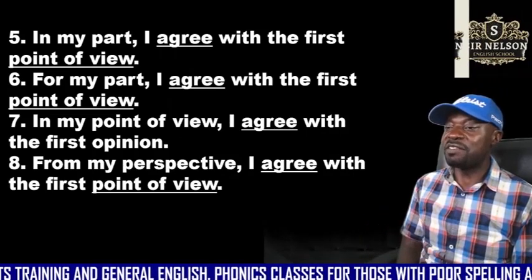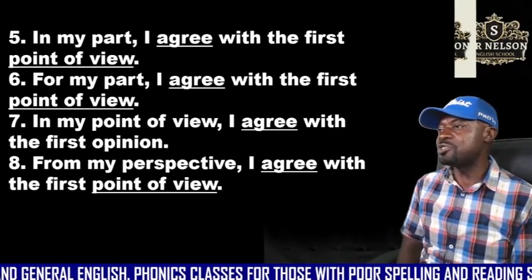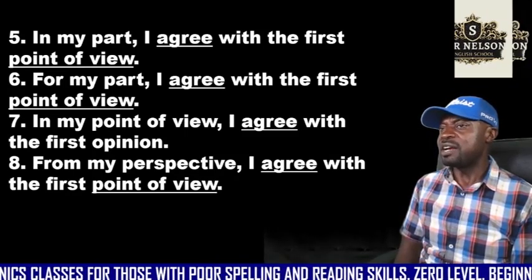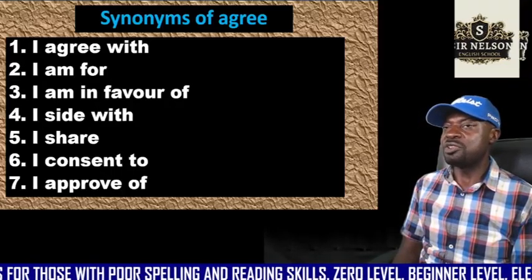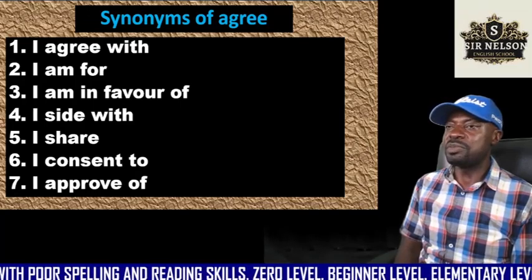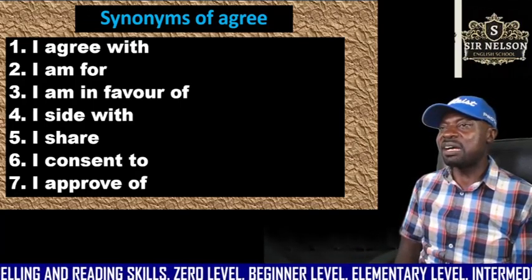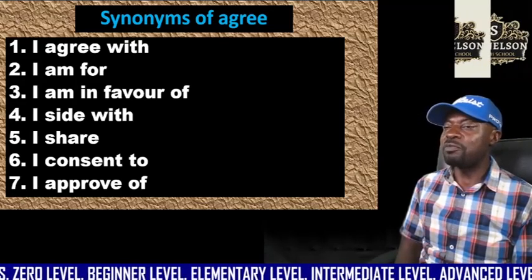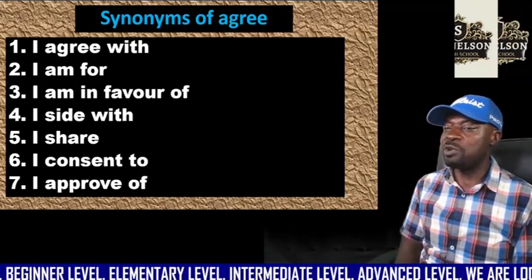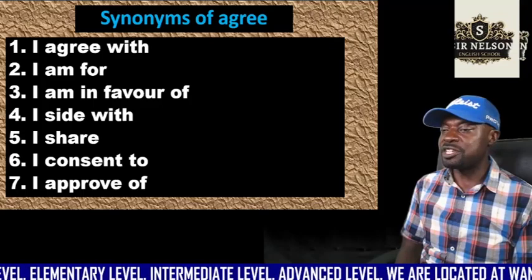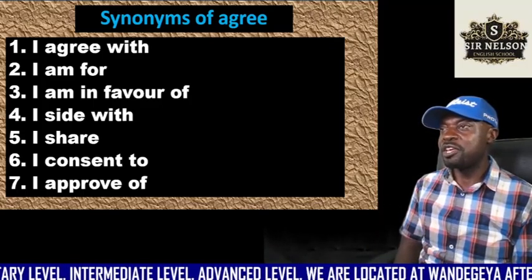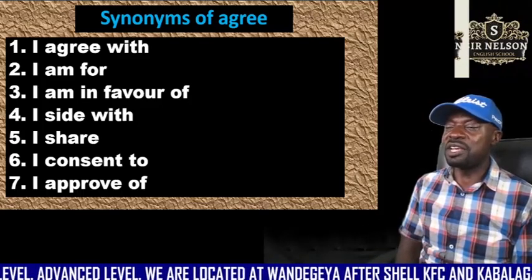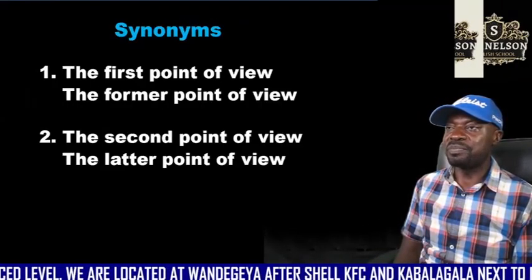Number 5, 6, 7, 8, all of these are introducing your opinion in the introduction. It's very important that you give your opinion in the introduction. Synonyms. You don't have to use the word agree all the time. You can say, I agree with, I'm for, I'm in favor of, I side with, I share, I consent to, I approve of. You don't have to say agree, agree, agree all the time. You can use any of these synonyms.